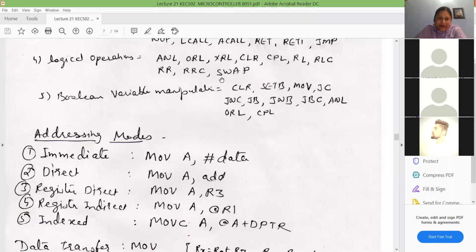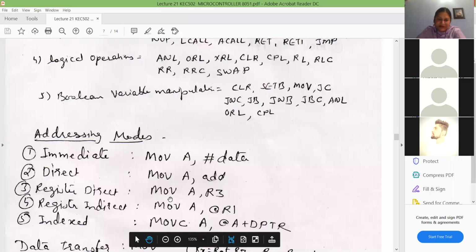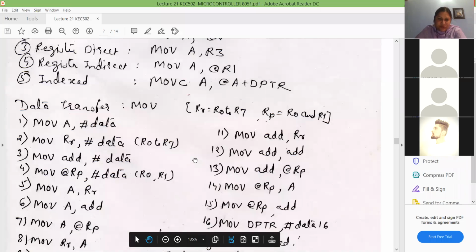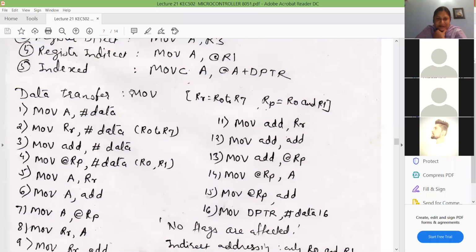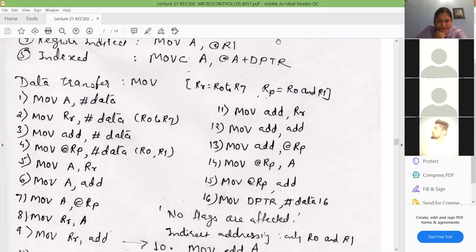So in 8085, we have seen addressing modes as direct addressing, immediate addressing, register addressing, etc. Here also we have the same types of addressing modes: immediate, direct, register indirect, and indexed addressing mode. So what we'll do, we'll see the instructions, and then we'll see some of these addressing modes also.